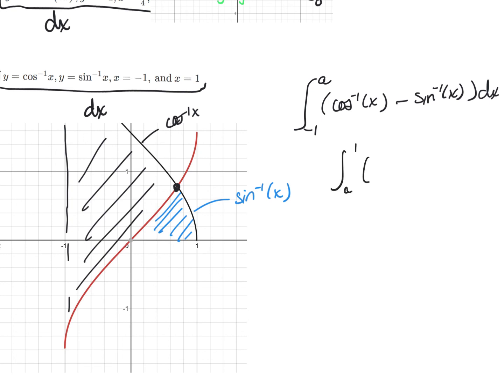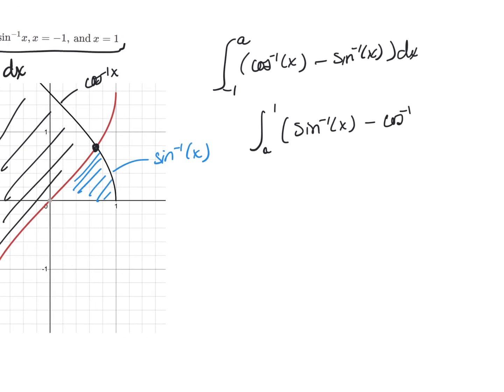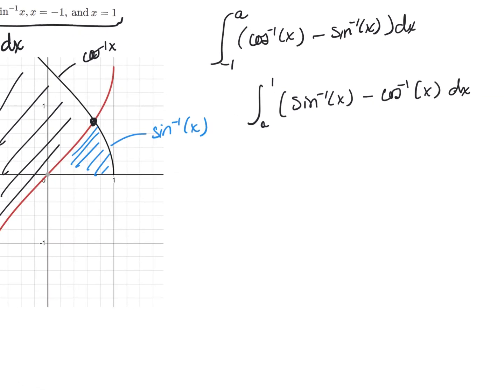In this case, I have the sine inverse of x as the upper function minus the lower function, which is the cosine inverse of x dx. I'm going to leave this to you to integrate, and that's pretty much it for this video. The hardest thing is to figure out which is the upper and lower or most right, most left, and finding the places in which they cross if they do. And so, area between curves.